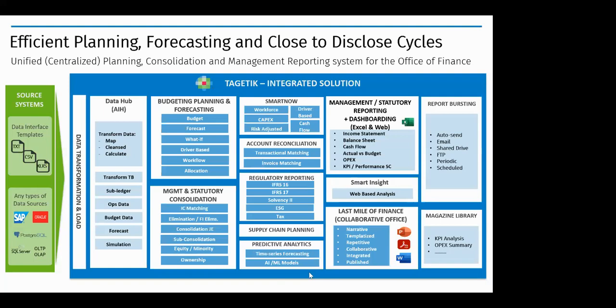We are a modular system, so you can buy the module that you require, and we can do budget and forecasting, statutory consolidation, account reconciliation. We have got some smart systems for doing workforce planning, CapEx and cash flow. We also have regulatory reporting, which, apart from ESG, also covers IFRS 16. We have supply chain software that we do.